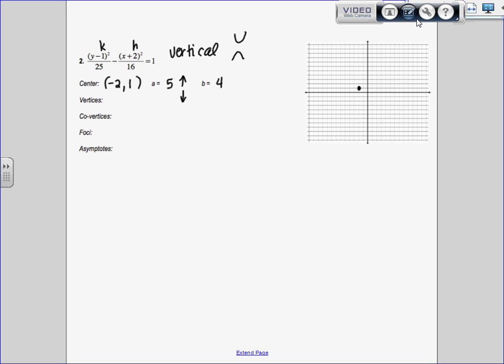1, 2, 3, 4, 5. 1, 2, 3, 4, 5. And since I have the b value underneath the x value, I'm going to go right and left 4. 1, 2, 3, 4. 1, 2, 3, 4. So those 4 points give me the guiding points to make that box. So I'm going to go straight over, straight down.